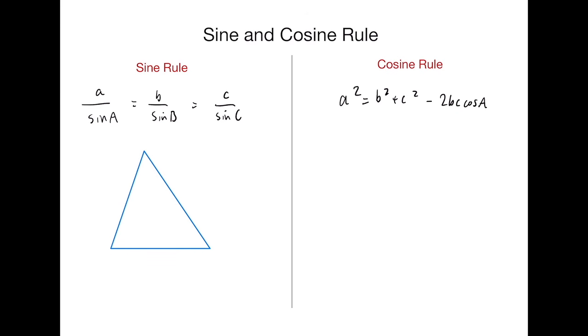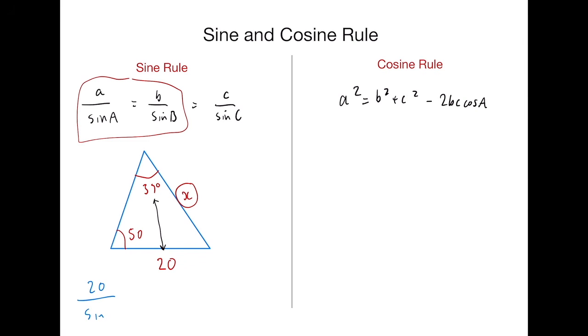This is used for non-right angle triangles. So let's say we have an angle of 37 degrees here, 20 centimetre length there, an angle here of 50, and we have to work out this one. Now, we use the sine rule when we have an active pair of angles and sides opposite each other. So what we would do here is just use a section of the equation. We don't have to use the whole thing, just this bit here. We would say 20 over sin 37 equals x over sin 50.